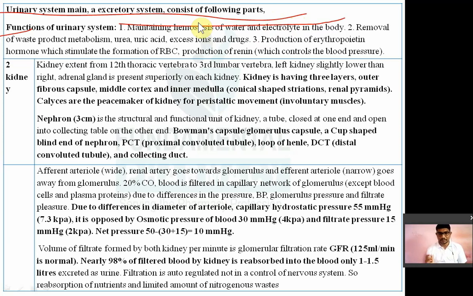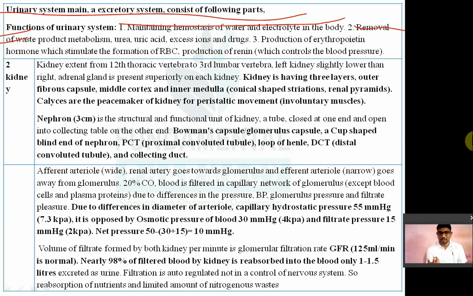Another function is the removal of waste material. The second function is removal of waste products of metabolism. In metabolism, you generate different kinds of waste products like carbon dioxide. Mostly carbon dioxide is eliminated via the lungs, but some part is also eliminated via the kidney, not in gaseous form but in the form of carbonates. Then removal of waste material like urea. Urea is the metabolic waste of your amino acid metabolism and protein metabolism.